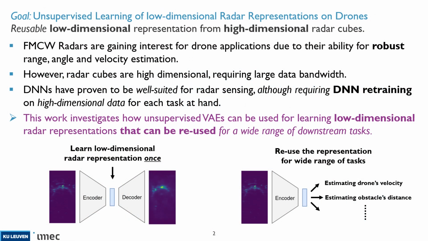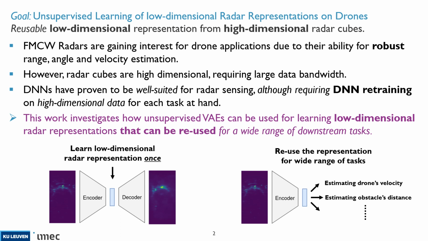In this work, our goal is to explore the use of radars and variational autoencoders for performing useful drone tasks, such as velocity estimation and distance to obstacle estimation, using a radar mounted on a drone.